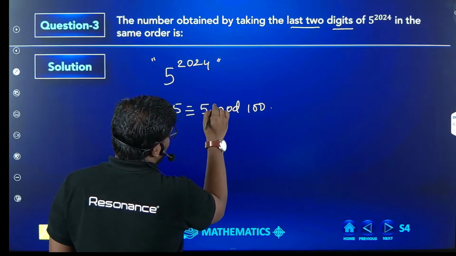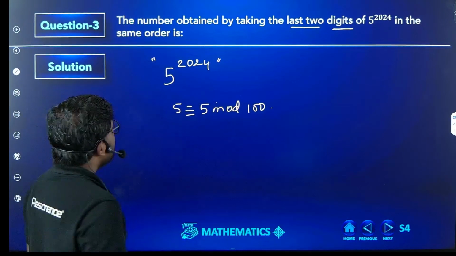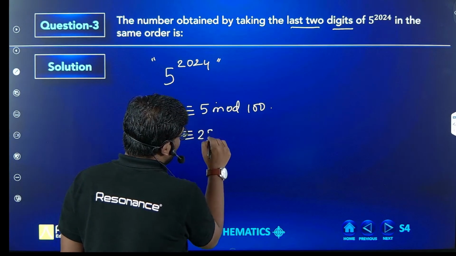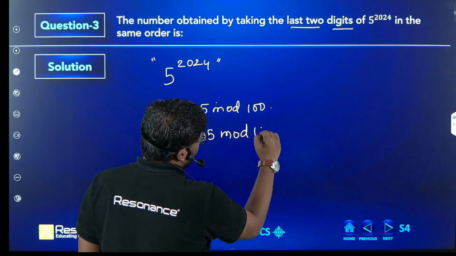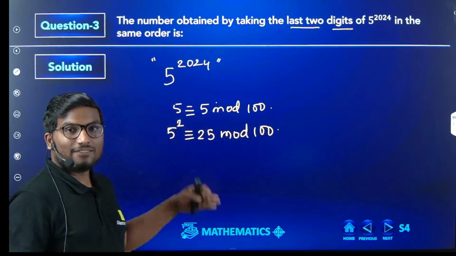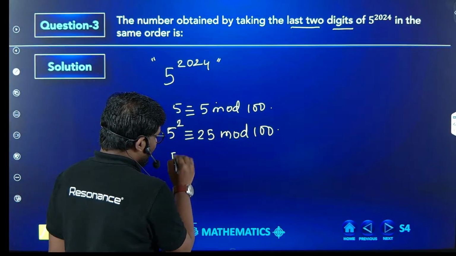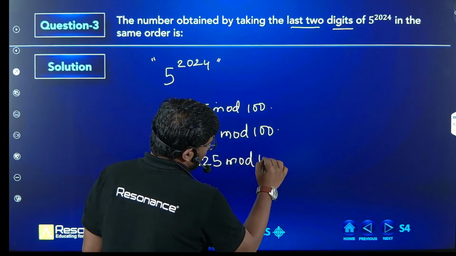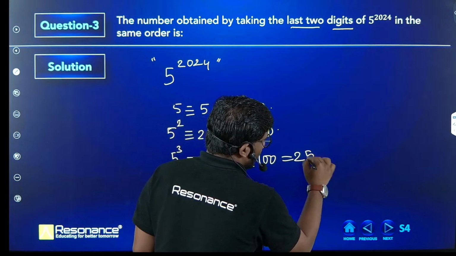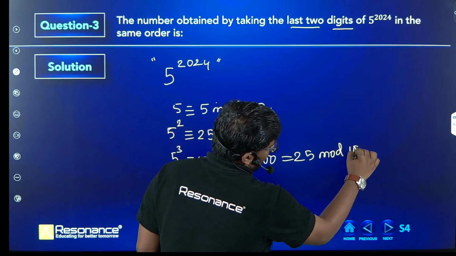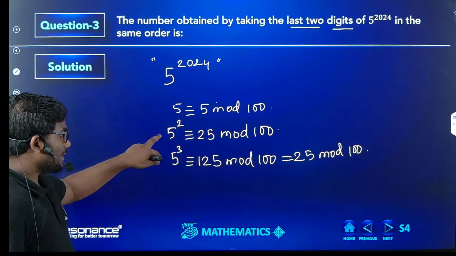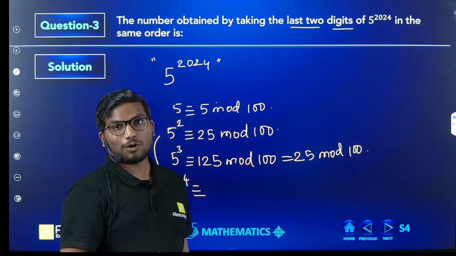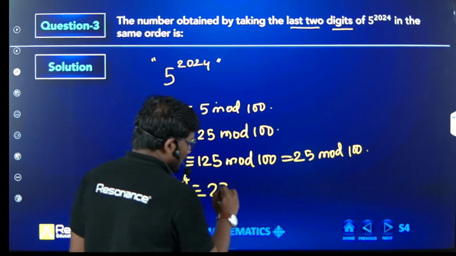So first we take 5, which is 5 mod 100. Next we square it, so 5 square is 25 mod 100. Now again we will take the cube as well, where 5 cube is 125 mod 100, which reduces to 25 mod 100. Now we'll square this part, so that becomes 5 power 4, which is 625 mod 100, which is again 25 mod 100.